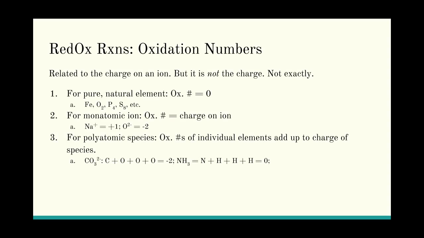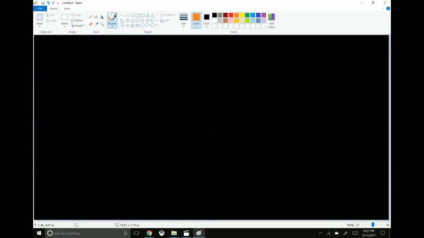Okay. So we'll start with natural elements, pure elements. The oxidation number on a pure element is 0. This is a matter of definition. So the oxidation number on metallic iron is 0. On molecular oxygen, 0. Molecular phosphorus, that's P4, it's 0. Molecular sulfur, 0. If you look at, say, carbon, or hydrogen, or nitrogen, or mercury, so long as it's in its pure elemental form, it's 0.